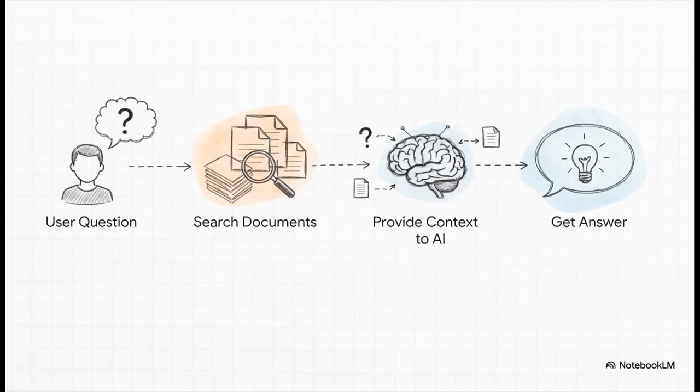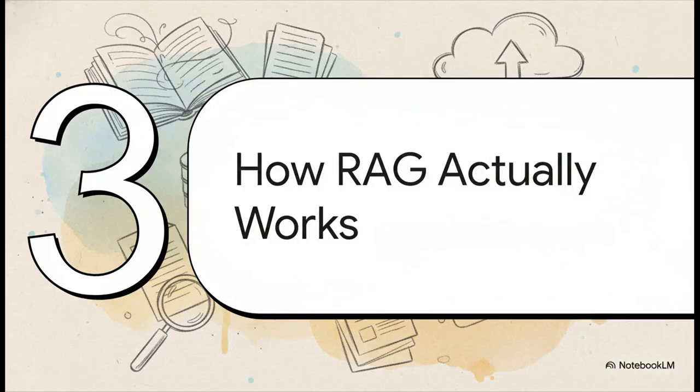At a super high level, the process is just beautifully simple. You ask a question, the system searches your documents to find the relevant bits. It then gives that information, that context, to the AI, along with your question. And boom, the AI spits out a final answer based only on those facts. Keep that flow in your head. Query, search, context, answer. Okay, now for the fun part.